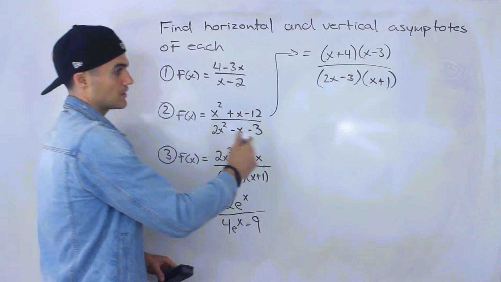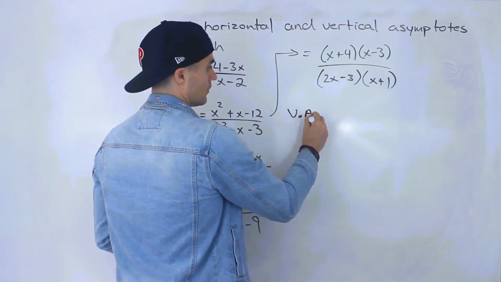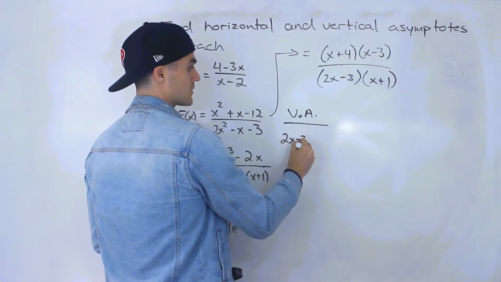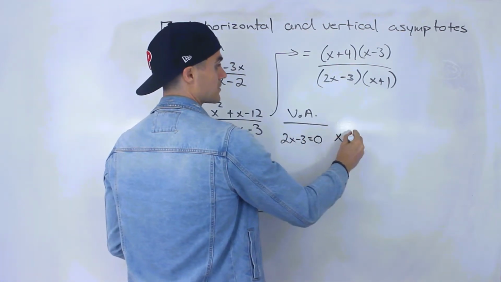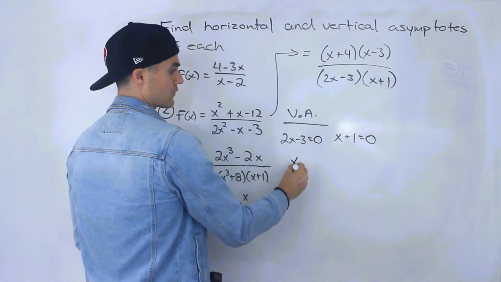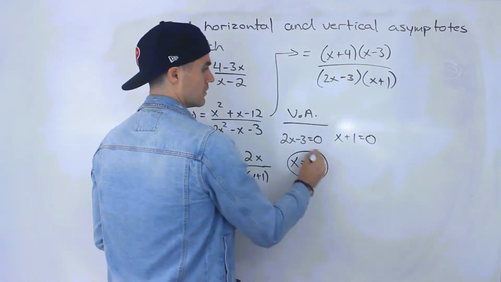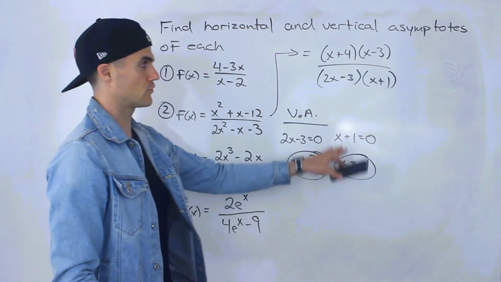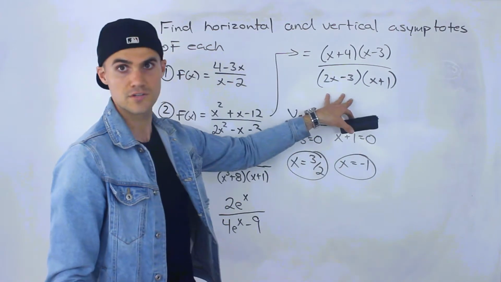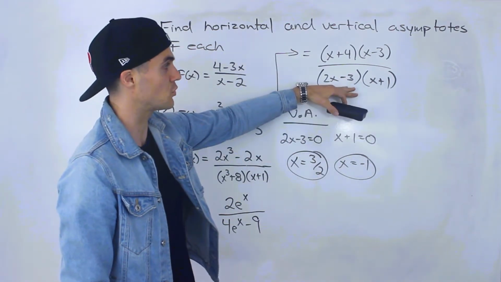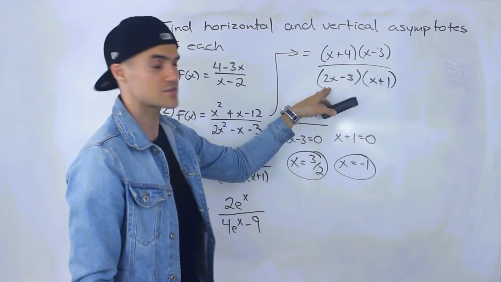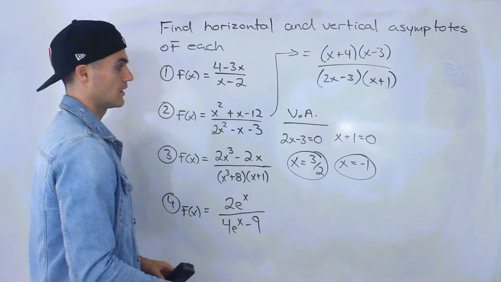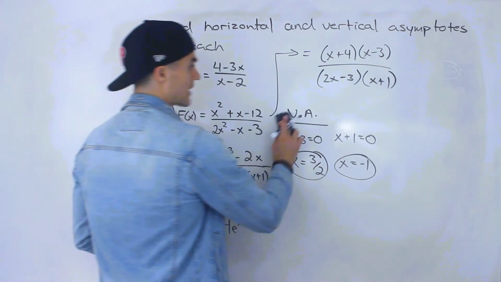So nothing cancels out here, so notice how this function is going to have 2 vertical asymptotes. One when 2x minus 3 is going to equal 0, and when x plus 1 equals 0. So if we isolate for x, x equals 3 over 2, and here x equals negative 1. 2 vertical asymptotes here. So 2 x values that are going to make the denominator equal to 0. Because if this whole bracket is 0, the whole denominator is 0. If this bracket is 0, whole denominator is 0. Right? So those are the 2 vertical asymptotes.